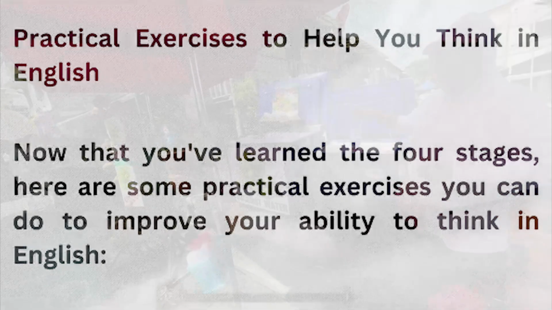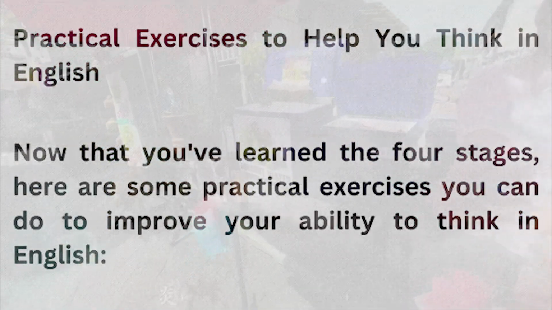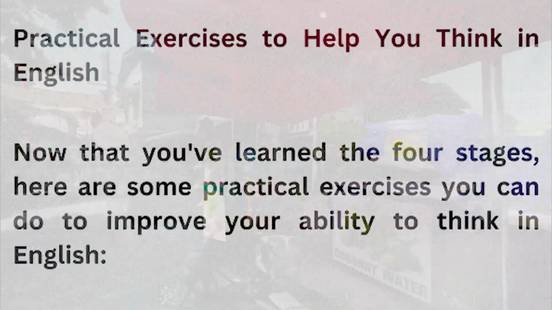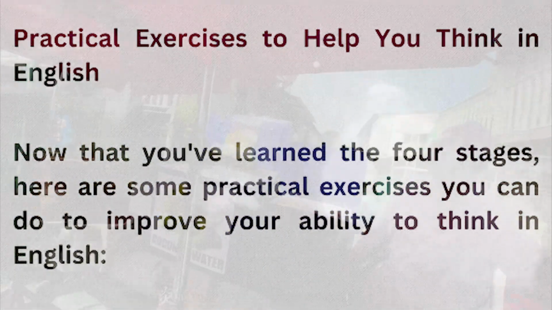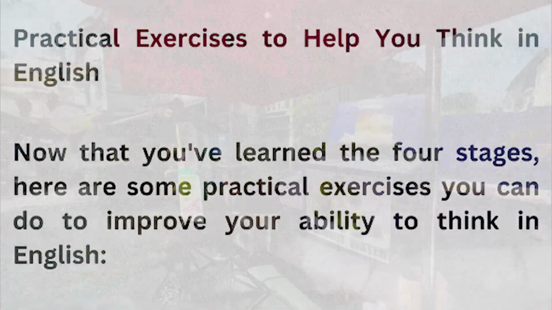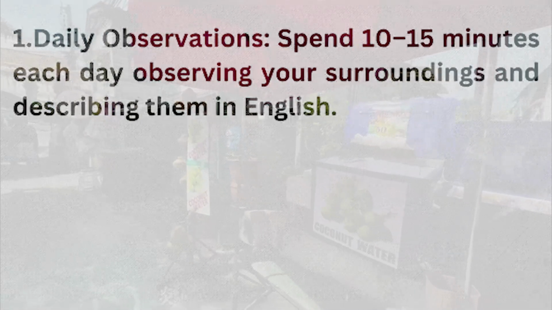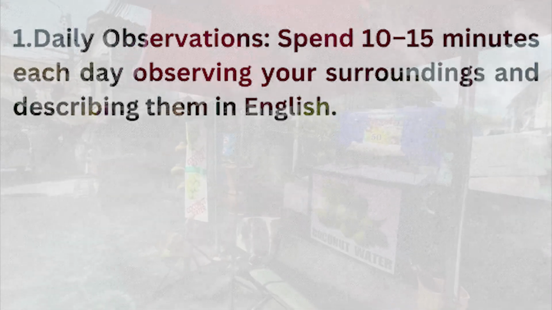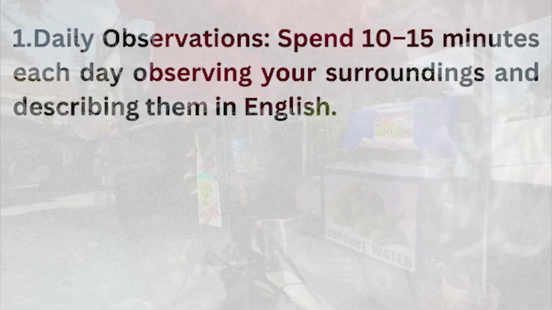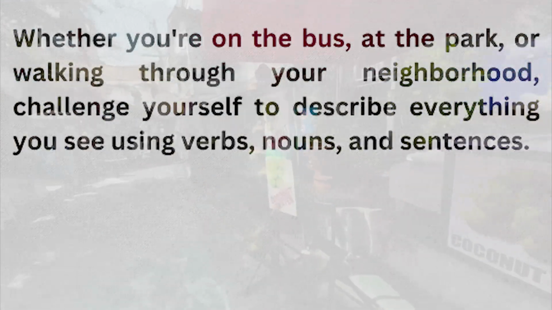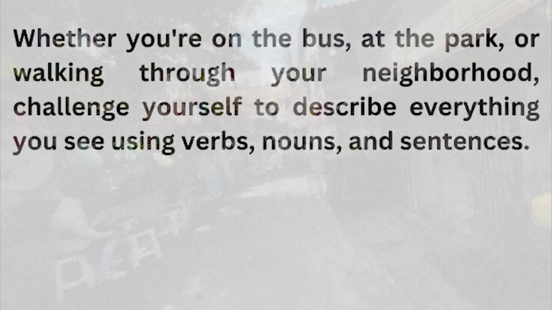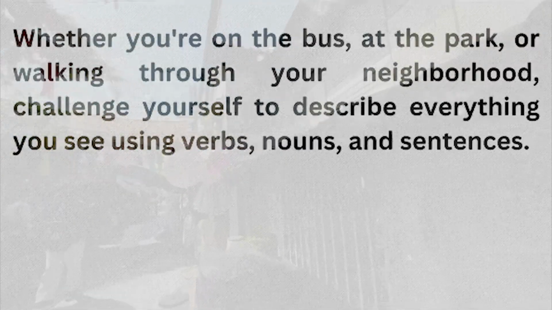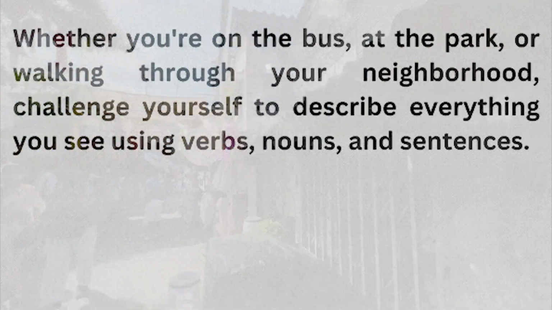Practical exercises to help you think in English. Now that you've learned the 4 stages, here are some practical exercises you can do to improve your ability to think in English. 1. Daily observations. Spend 10 to 15 minutes each day observing your surroundings and describing them in English. Whether you're on the bus, at the park, or walking through your neighborhood, challenge yourself to describe everything you see using verbs, nouns, and sentences.